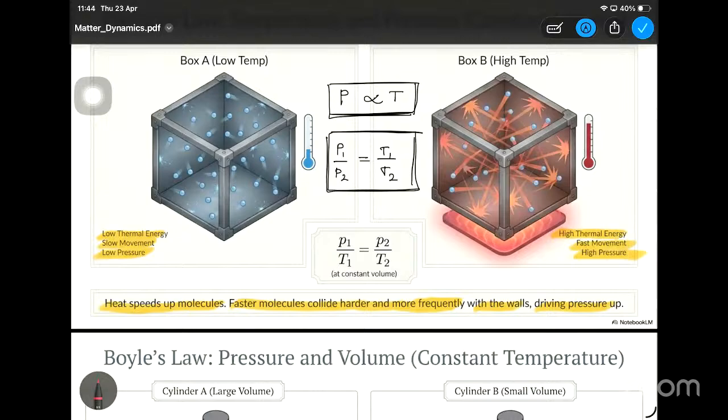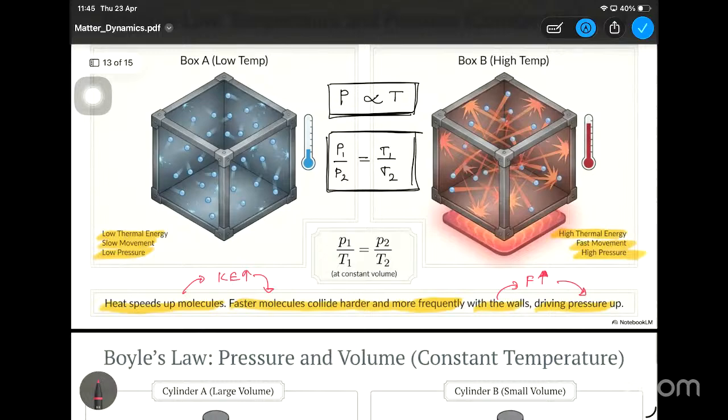So heat speeds up the molecules, so therefore what will happen, the kinetic energy increases, so therefore molecules will move faster, and they get harder collisions and more frequent collisions with the wall, giving us a higher force value. So therefore the pressure will increase. So at least include those 5 points.